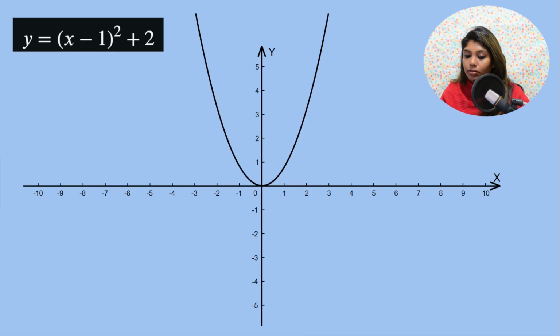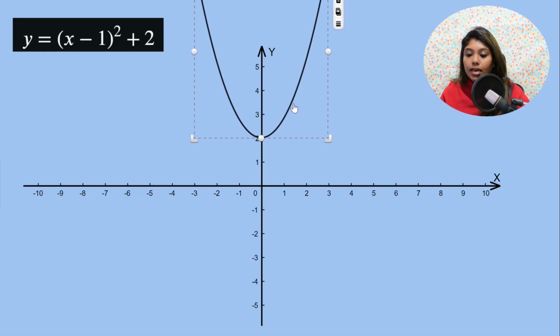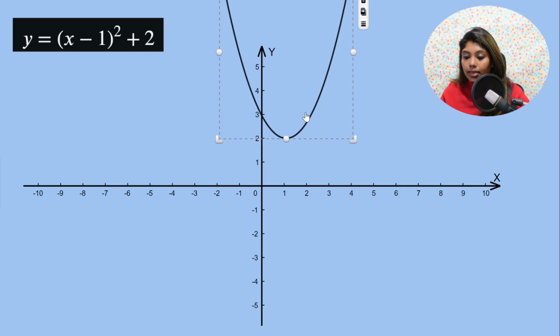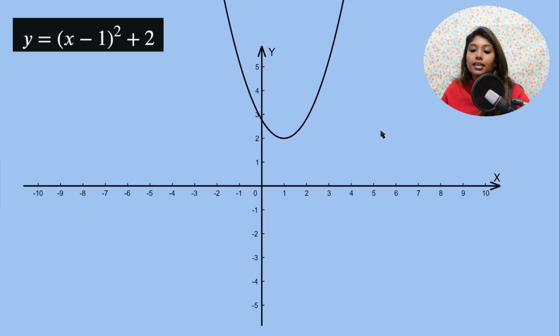Let's try one more. y equals x minus 1 the whole squared plus 2. So plus 2 is basically moving up or down. So plus 2 is moving up. So let's try moving up. And then x minus 1. This minus 1 is your left or right movement. It is in the opposite direction, so minus means you need to move to the right side by 1 unit. So it moves to the right side by 1 unit. So this is the graph of x minus 1 the whole squared plus 2.